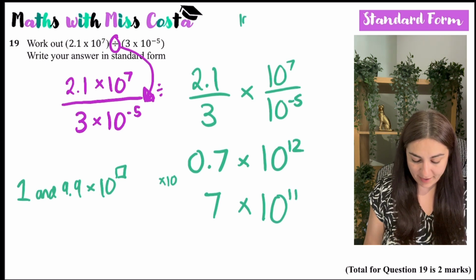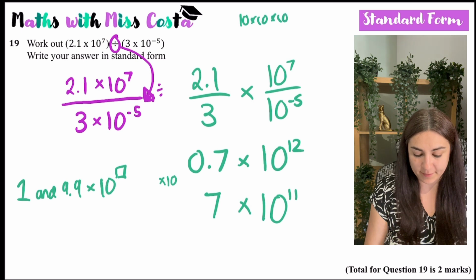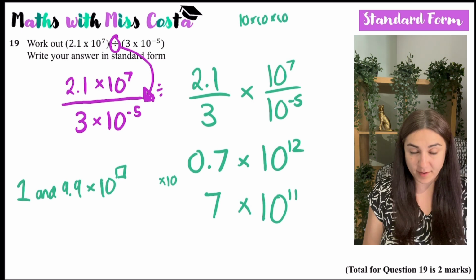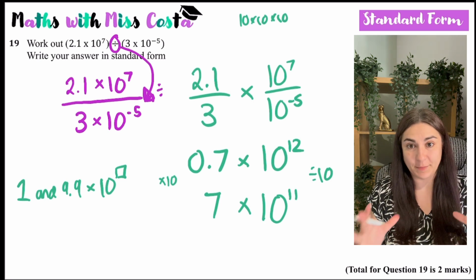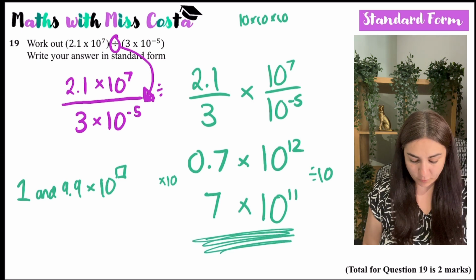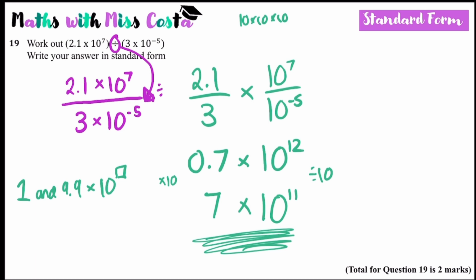Because each of these little powers, what does 10 to the power of 12 mean? It means 10 times 10 times 10, 12 times. So if I've times part of the calculation by 10, I need to divide the other part by 10 to keep it the same. So in standard form, that would be 7 times 10 to the power.